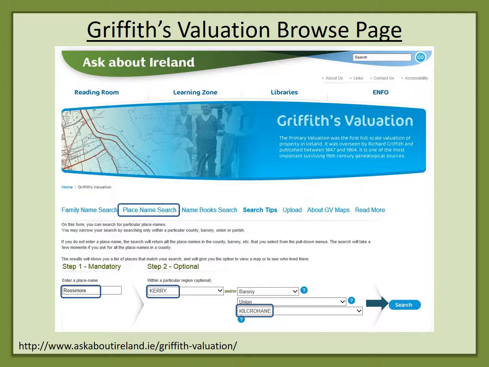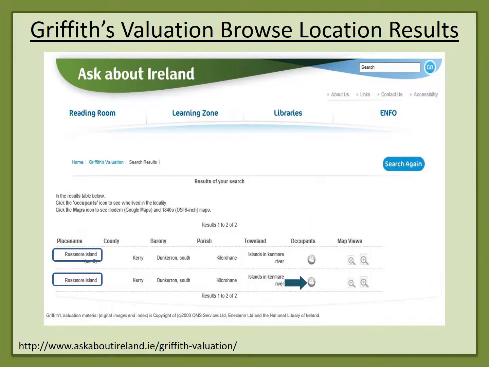If necessary, valuation townland spelling can be verified using the irishtimes.ie place name search. On irishtimes.ie, go to the appropriate civil parish webpage and review the list of townlands. We will cover this in more detail in another tutorial. Searching on Rossmore in Kilcrohane Civil Parish, we find two entries for Rossmore Island. The first entry does not contain a listing for Daniel Shea, so let's try the second one.